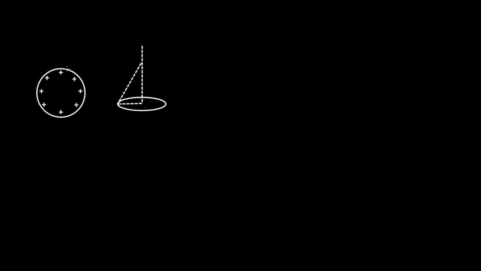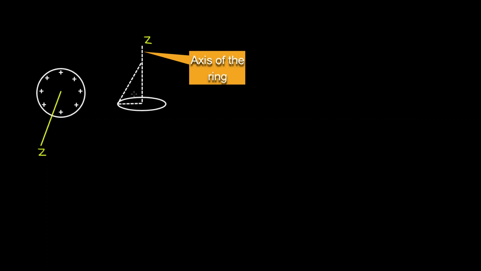Let's find the electric field for a ring with a uniformly distributed charge along the axis of the ring, which comes out of the screen. And we'll label this Z. So we'll denote the radius of the ring as capital R, and the radial distance from an element of charge along the ring to a point on the axis of the ring as r. And the vertical distance from the center of the ring to the point on the axis we'll denote Z.